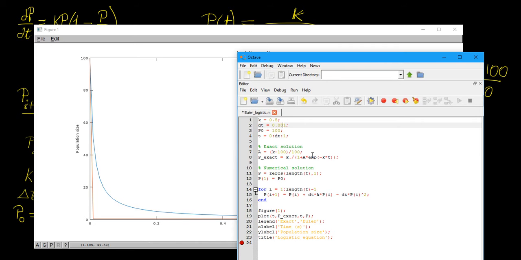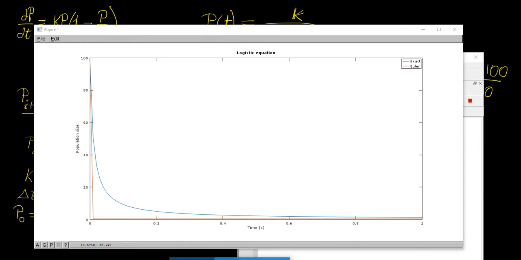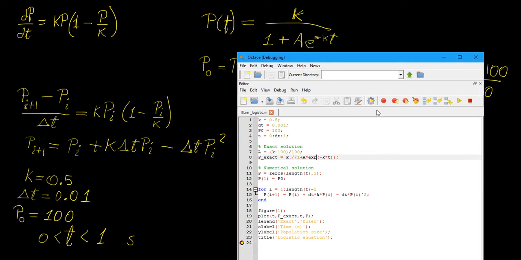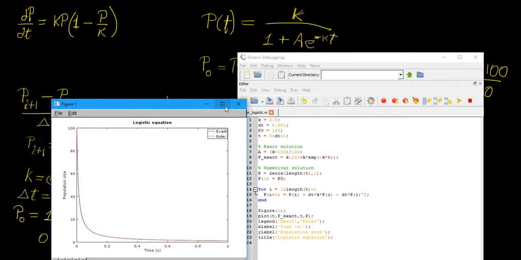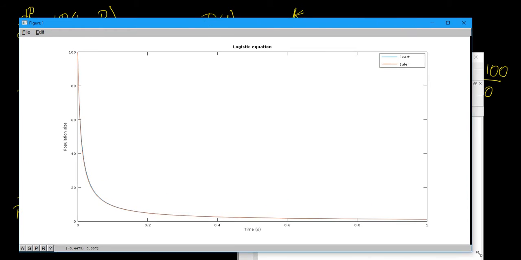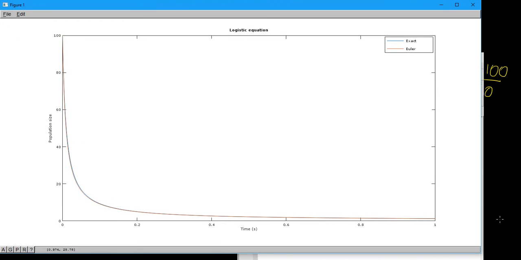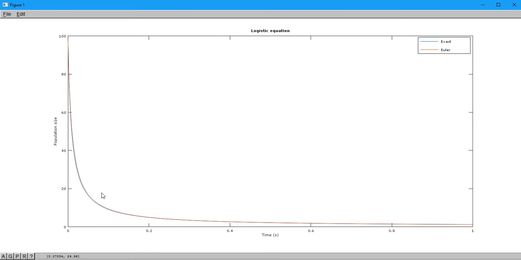So instead of that, let's try 0.001. And that should change this significantly. Let's run it again and see. Okay, that's much better. So let's increase the window size here. Okay, so it's a little bit hard to tell the difference, because it's very close now. So you can see that we decreased our step size by an order of magnitude of 10, and immediately our Euler solution now approximates the exact solution very, very well. And this is actually a really nice curve here.